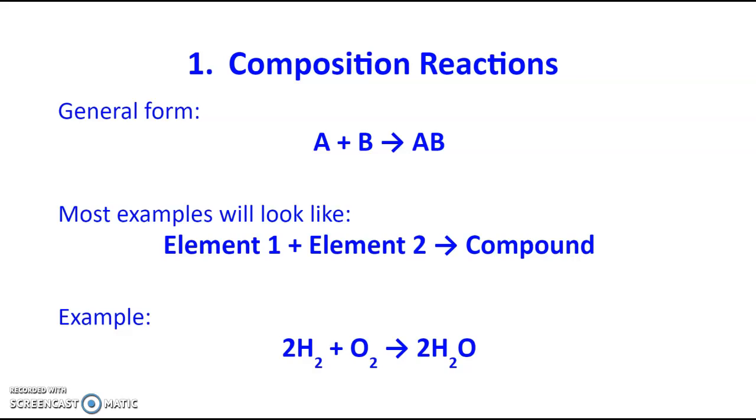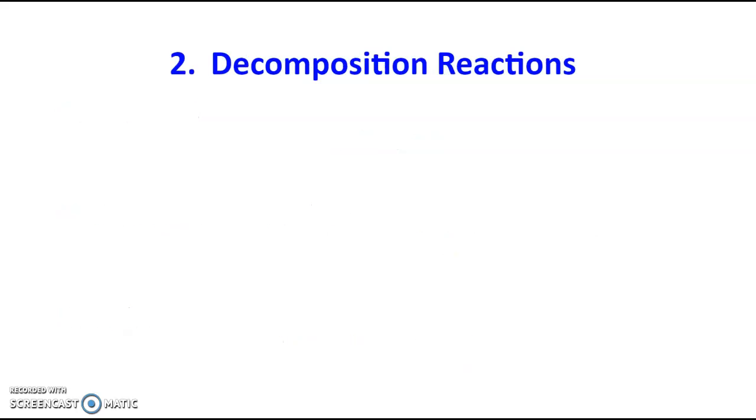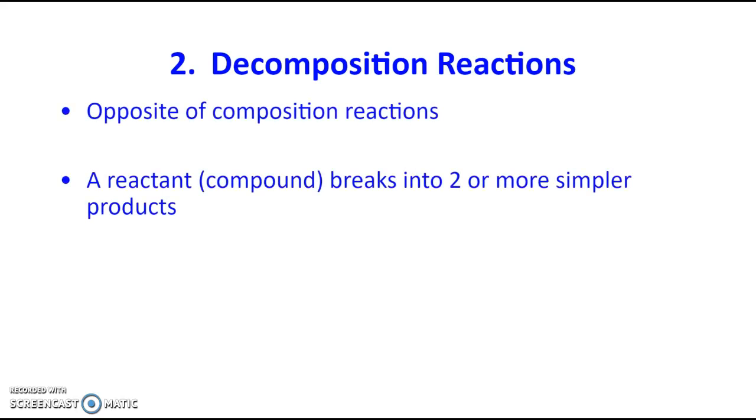And that's actually what they use for rocket fuel, is a mixture of hydrogen gas and oxygen gas. And that is a really, really powerful exothermic reaction. That is a composition reaction. Decomposition reactions are the opposite. So basically the reactant, which is some type of compound, breaks into two or more simpler products.